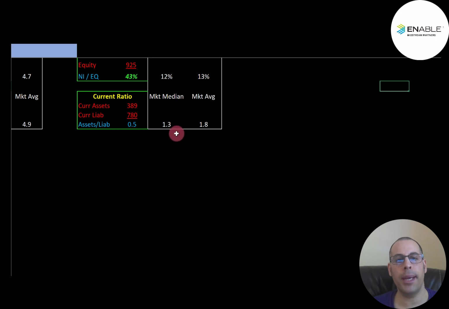Bad current ratio, the median is 1.3, the average is 1.8. Current ratio is current assets over current liabilities. I like to see between 1.2 and 2. They're at 0.5, so they could only cover 50% of their current liabilities, which means they may need to take on more debt. Current assets are assets that can be liquidated into cash within 12 months. Examples are cash, accounts receivable, and inventory. Current liabilities are debts and payables due within 12 months. Examples are current debt and accounts payable.